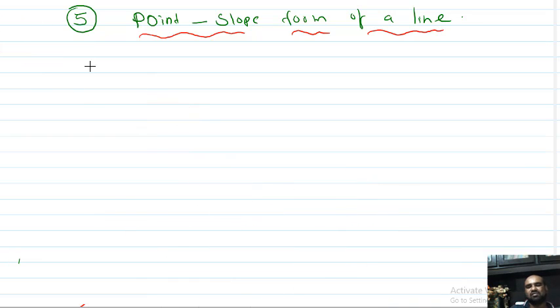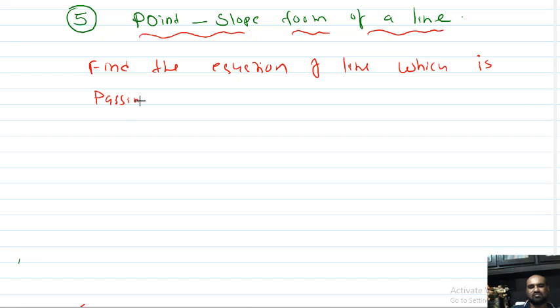Listen, find the equation, the locus equation, of a line which is passing through (2, 3) and having slope minus 2. Okay. Which form should we use?